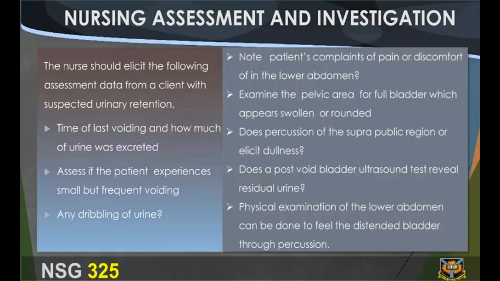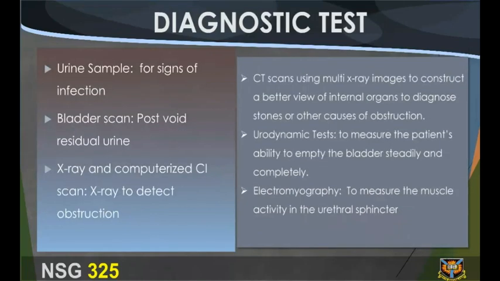Examine the pelvic area for a full bladder, which appears swollen or rounded. Does percussion of the suprapubic region elicit dullness? Does a post-void bladder ultrasound test reveal residual urine? Physical examination of the lower abdomen can be done to feel the distended bladder through percussion.